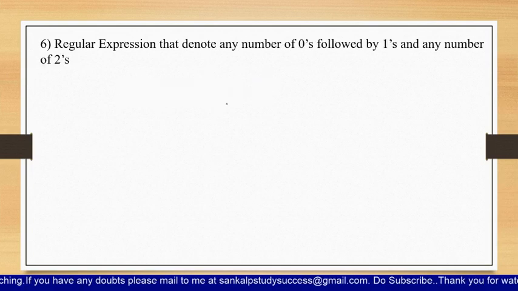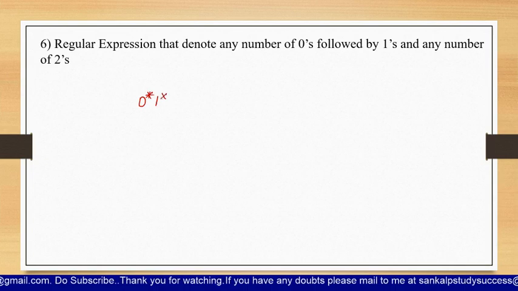Let us see one more example: the regular expression that denotes any number of zeros followed by any number of ones and any number of twos. That means any number of zeros, any number of ones, any number of twos. Here any number of zeros are followed by any number of ones, and the ones are also followed by any number of twos. First of all, there are zeros. Any number of zeros is nothing but 0 asterisk. It is followed by any number of ones, that means 1 asterisk. Then it is followed by any number of 2's, that means 2 asterisk.